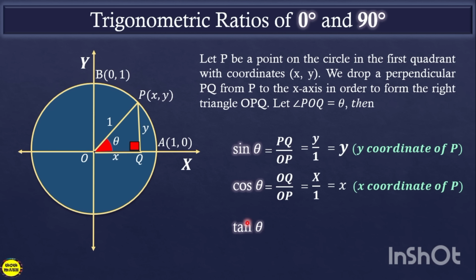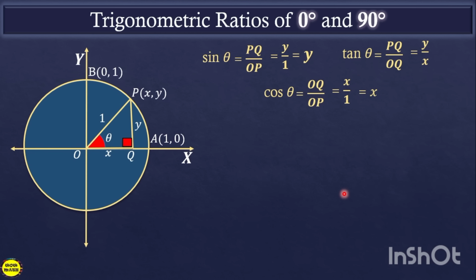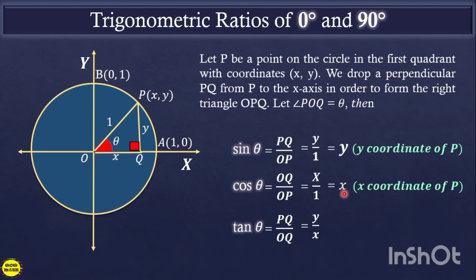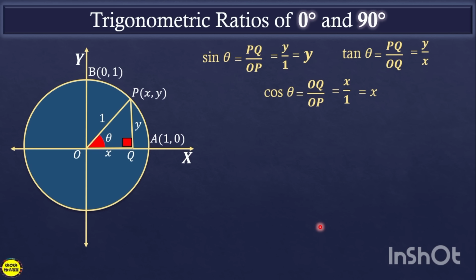So, paano kukunin ng tangent? Ang tangent po is just the opposite over adjacent. So, this is your opposite. This is your adjacent. Or, simply your sine divided by cosine. The ratio of sine over cosine. So, kasi ang tangent mo is opposite over adjacent. So, y over x. Or simply, sine over cosine. Kasi ito siya, y over x. So, sine over cosine. Okay? Or y over x. So, let's find the trigonometric ratios of 0 degree.